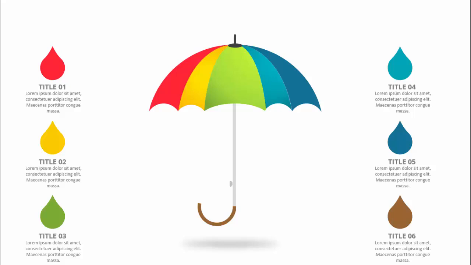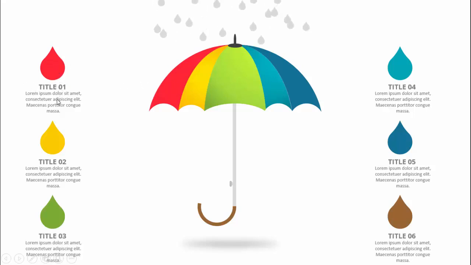In today's tutorial, I'm going to show you how to create a 6 options umbrella design slide in PowerPoint, and this is how the slide works. When I click, you can see here some raindrops are falling onto the umbrella, and then you can add the option. These colors I have used here.